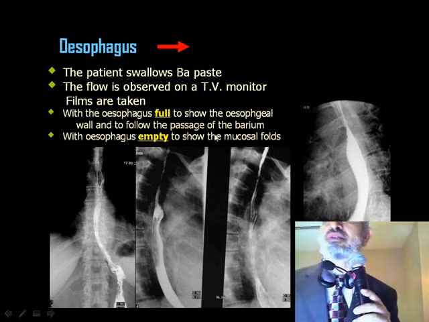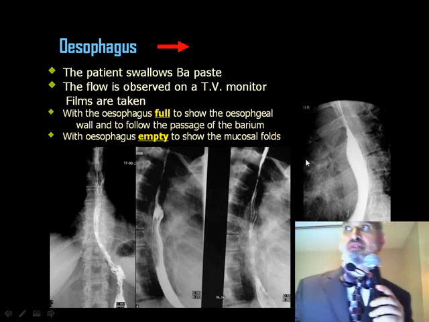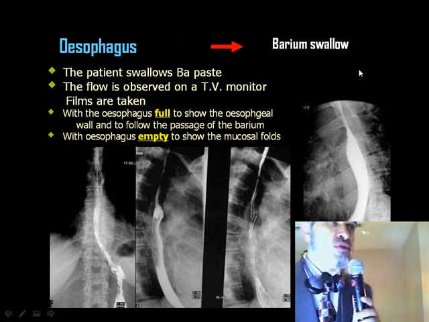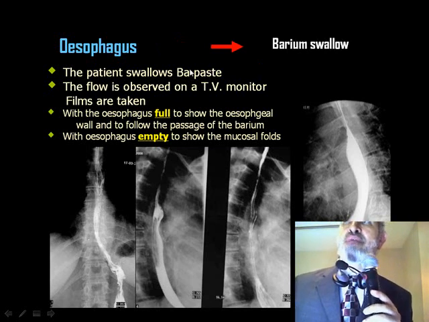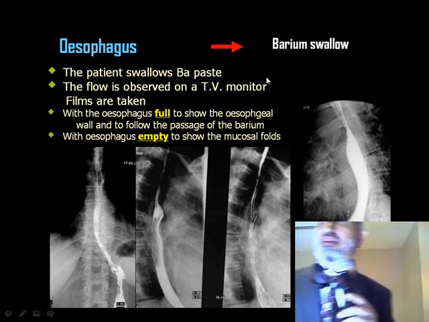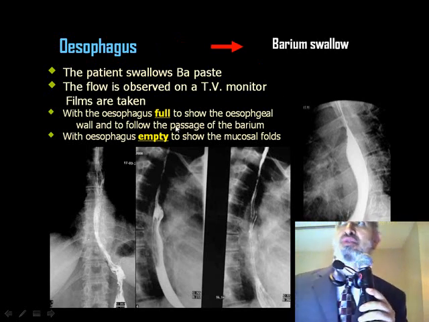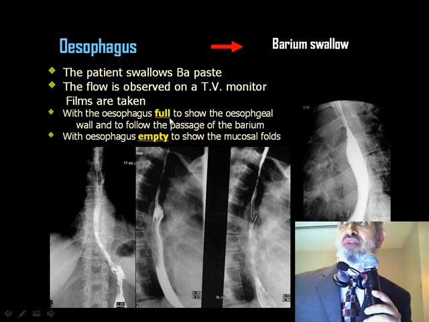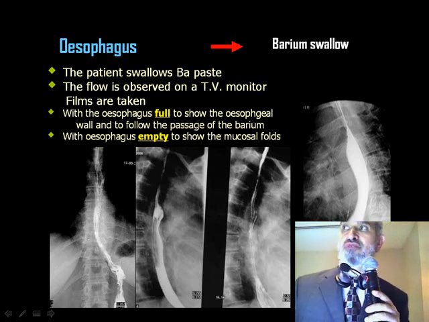Then we'll start to evaluate the different parts of the gastrointestinal tract based on this information. We'll start with the esophagus, and the esophagus is examined by barium swallow. Barium swallow is performed by introducing a barium meal to the patient, and the patient starts to swallow under a TV monitor. Then our aim is to image the esophagus while it is filled with barium, and once more while it is empty of barium. And you look here, this is the esophagus which is filled with barium.